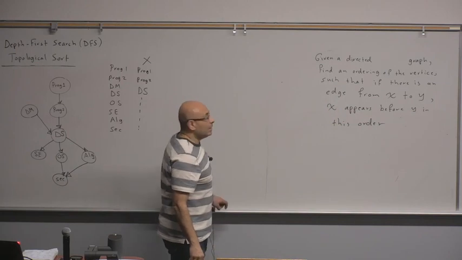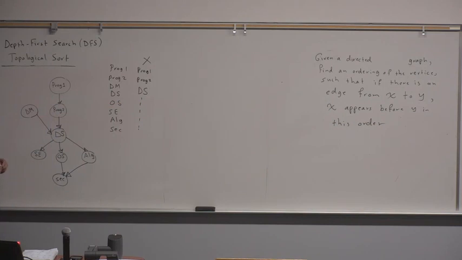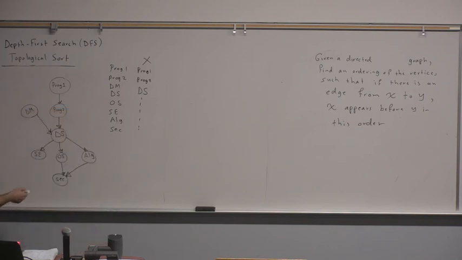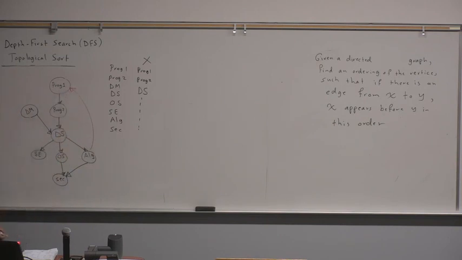Okay. Now, in order for this problem to be solvable, we cannot have cycles in the graph. So the graph has to be acyclic, right? Because if we put a cycle in the graph, like for example, this. So we are saying that these courses are prerequisites for algorithms, but algorithms is a prerequisite for programming 1. So this is impossible. These dependencies are impossible to satisfy.